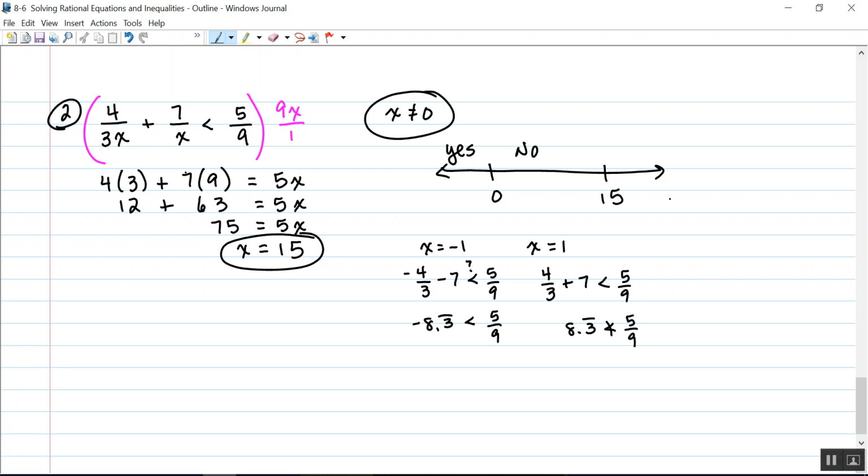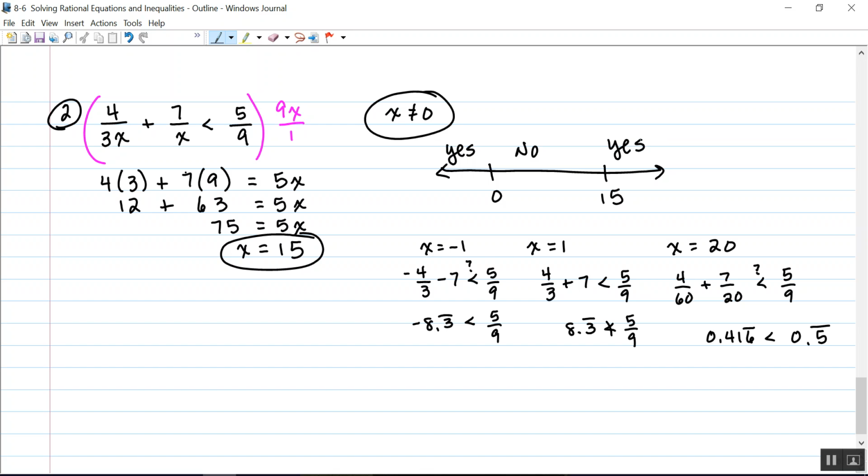And then choosing a number greater than 15, I chose 20. You can choose anything you'd like. Plugging that in is going to give me 4 over 60 plus 7 over 20. Is that less than 5/9? This gives me 0.416 repeating, which is less than 5/9. I figured that 5/9 is 0.5 repeating, so that is indeed true. That is a smaller number, so this interval is a yes.